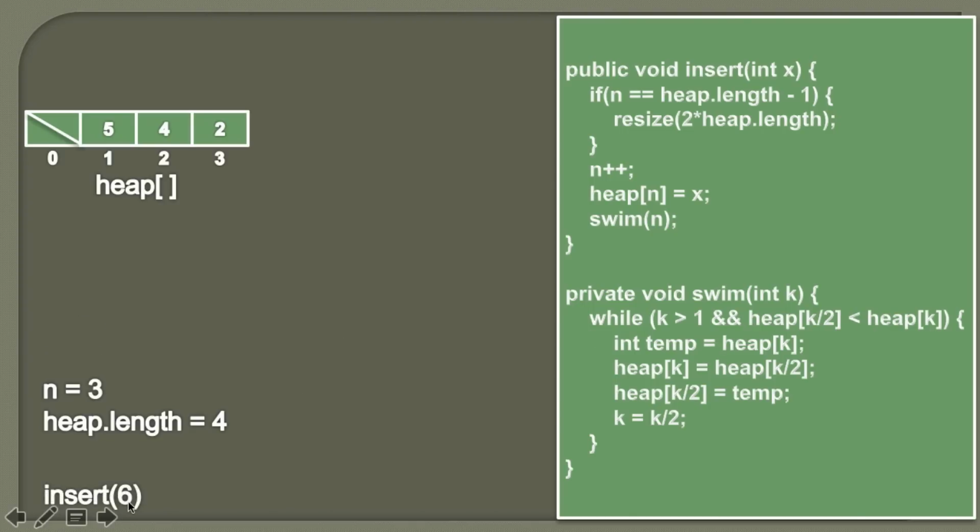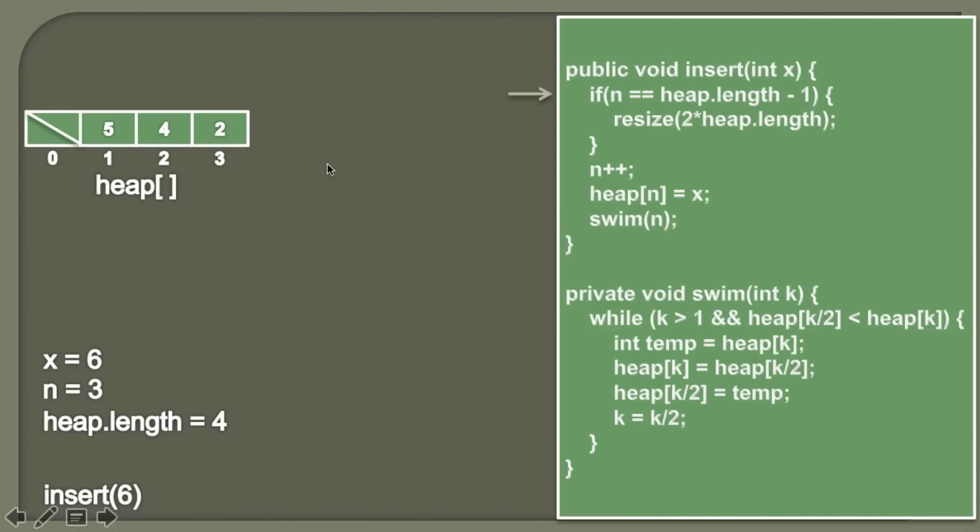So now let's say we insert 6. So x becomes 6. And now here you can see value of n is 3 and heap.length is 4. If we do minus 1, it becomes 3, and here you can see 3 is equal to 3. So friends, here it signifies that this heap array is filled completely and there are no more space left to insert 6. So the condition in if block comes out to be true.